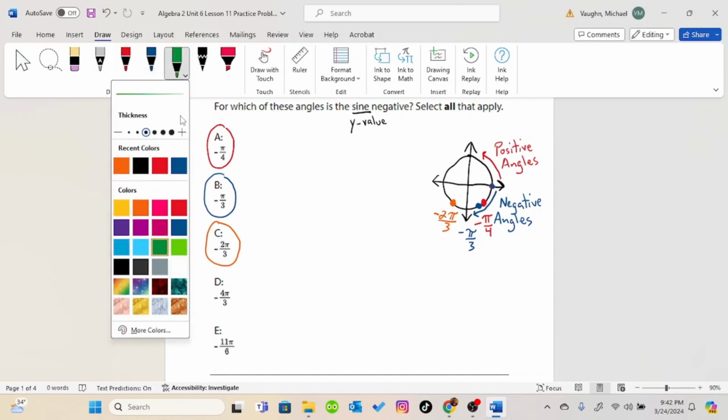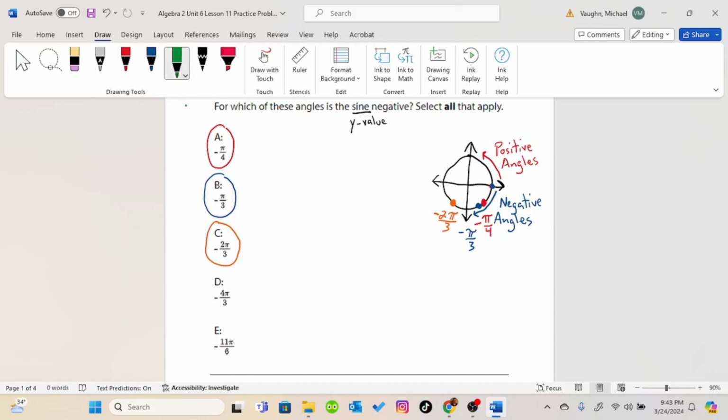Choice D, we are now at negative 4/3 pi. So we're rotating clockwise, and 3/3 would take us all the way to pi. So 4/3 takes us another third of the way up. Now we are in quadrant 2. And in quadrant 2, sine is positive because y is positive. So D is not correct.